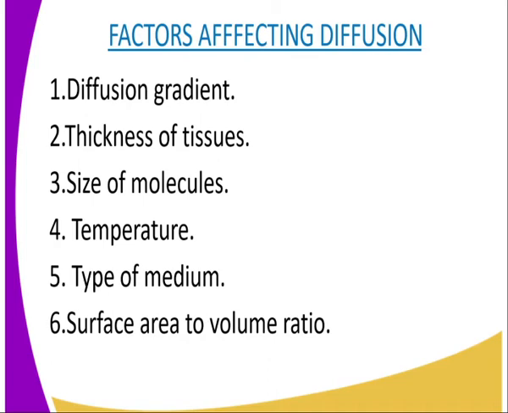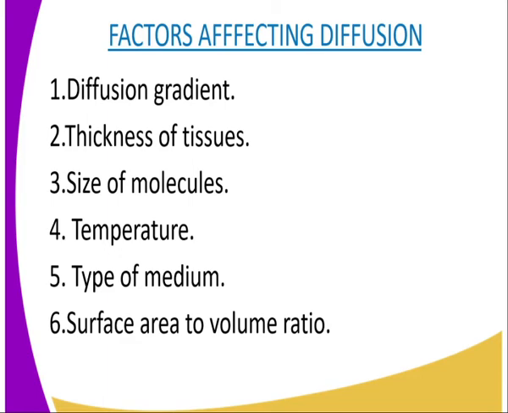Our second point is on thickness of the tissues, that is, the thicker the membrane or tissue, the lower the rate of diffusion. Our third point about the size of the molecules is that small and light molecules diffuse faster than large and heavy molecules. Our fourth point on temperature is that an increase in temperature increases the rate of diffusion and vice versa, whereby a decrease in temperature decreases the rate of diffusion. Our fifth one, which is type of medium: diffusion takes place in gases and in liquids and not in solids. Diffusion is faster in gases than in solids.